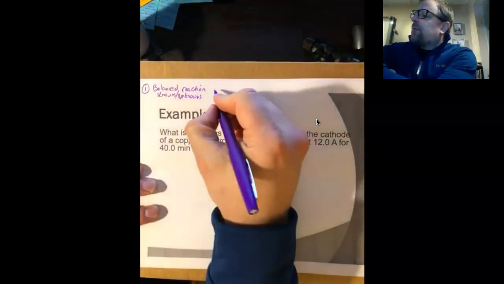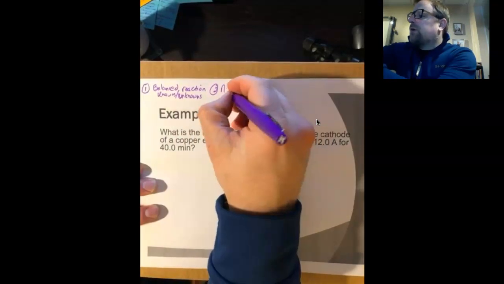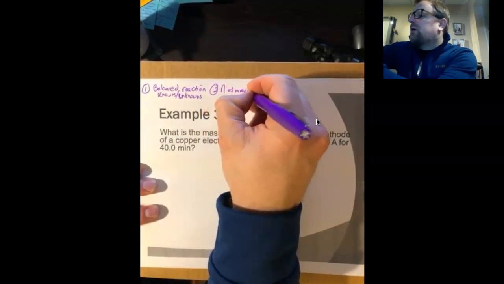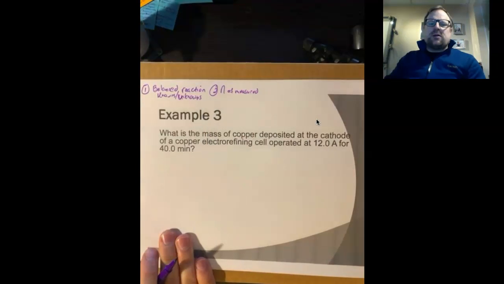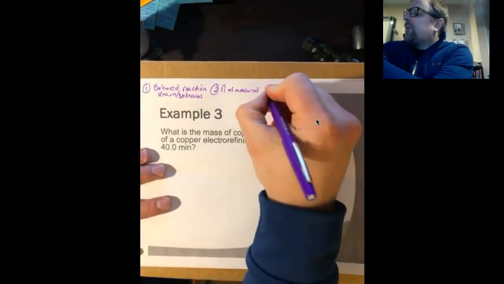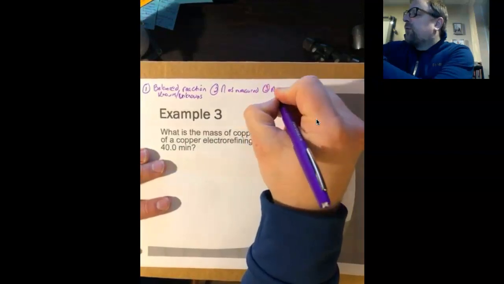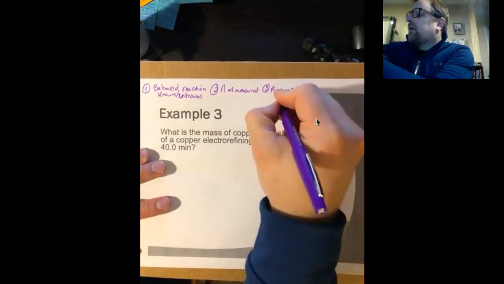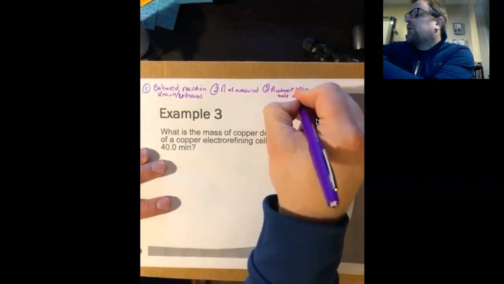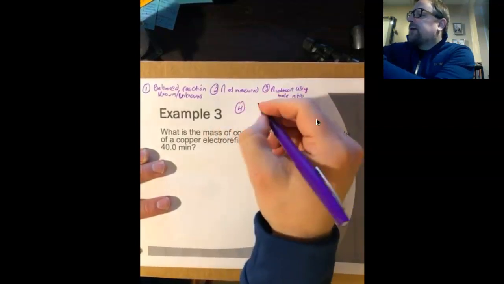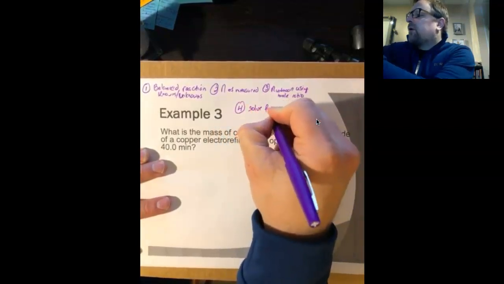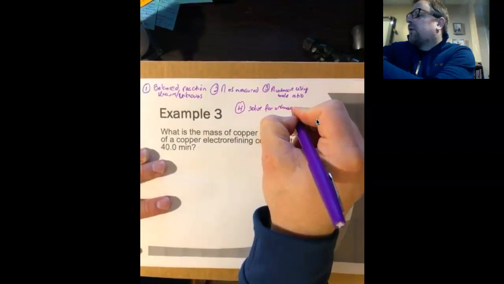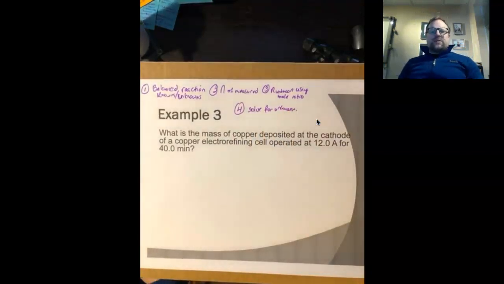Step 2 is going to be the number of moles of your measured quantity. That's the thing that we actually know enough about to figure out from the measurement. Step 3 is to figure out the number of moles of your unknown, using mole ratio. And then step 4, as always, is solve for your unknown. So we'll set those 4 steps up and move from there.